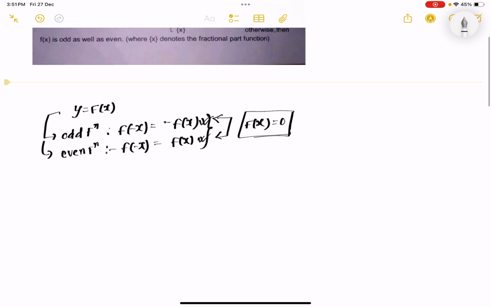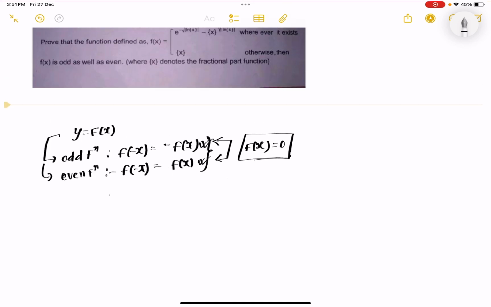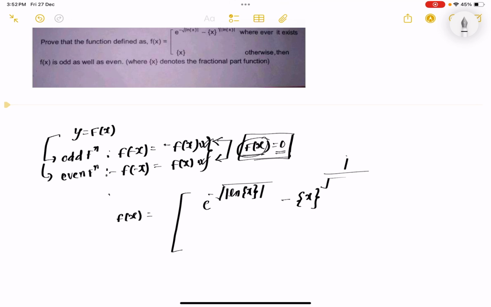So wherever you have been told to prove that the function is odd and even, that means you have to prove that this f of x is always 0. So let's see what f of x is given. f of x is given as e to the power minus of mod of ln of fractional part of x, minus fractional part of x, square root of. So can I write like this? If you see the question, we can write like this also, mod of fractional part of x.